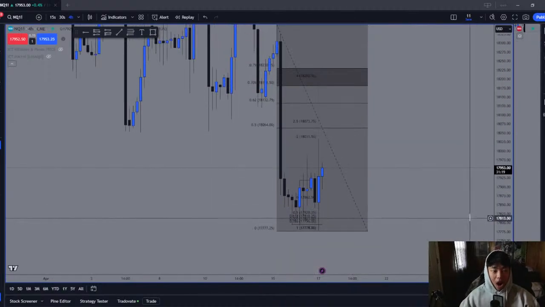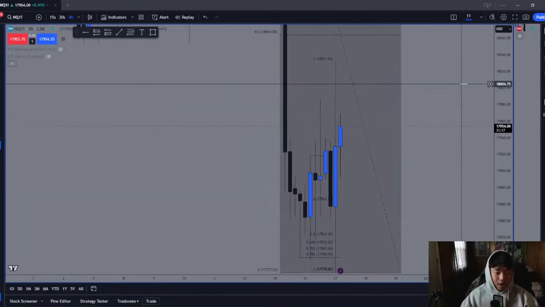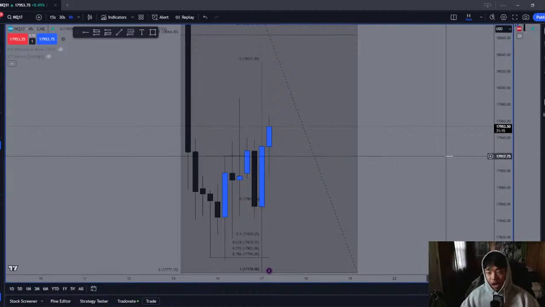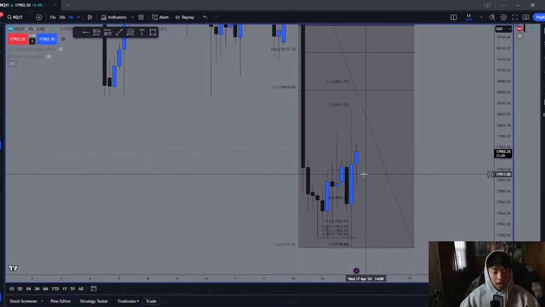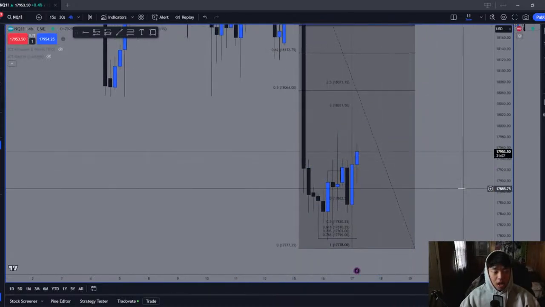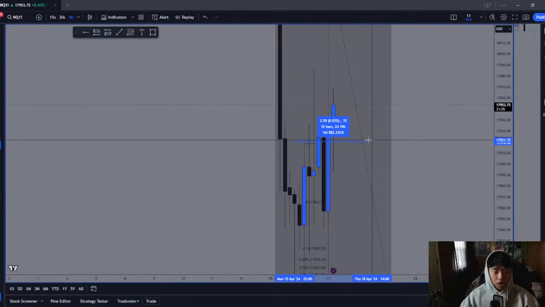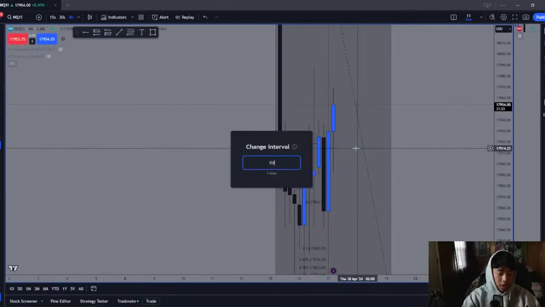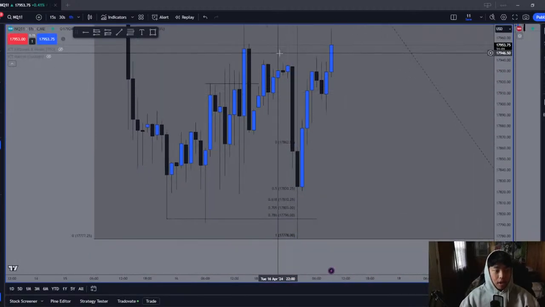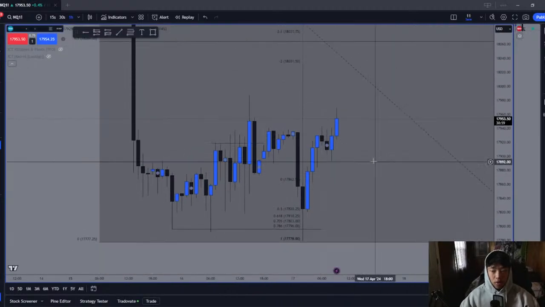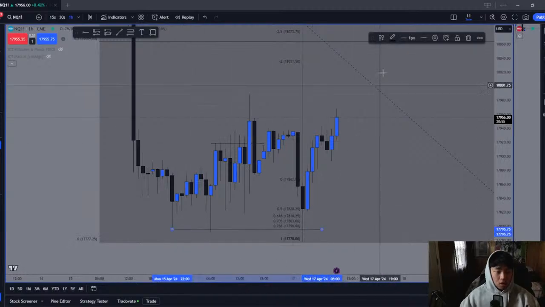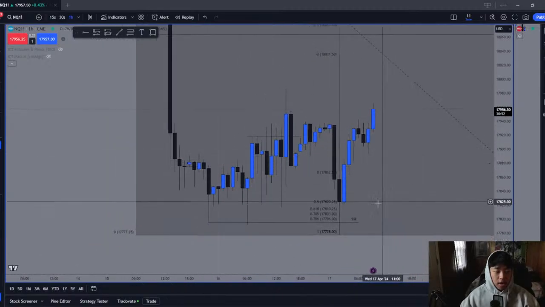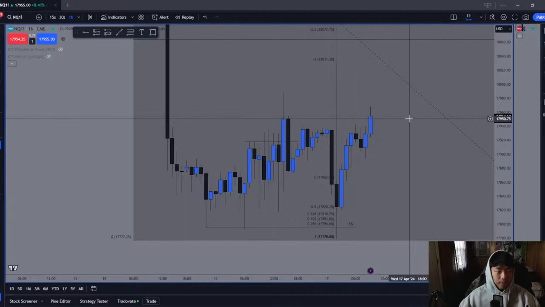I said 4 hour. What I'm looking at right now is bullishness. The 4 hour broke structure to the upside here, and if you go down to the 1 hour, price came down as soon as we broke structure on the 4 hour. It swept liquidity, swept these equal lows, swept all of this sell side liquidity, and now price is reversing back up.